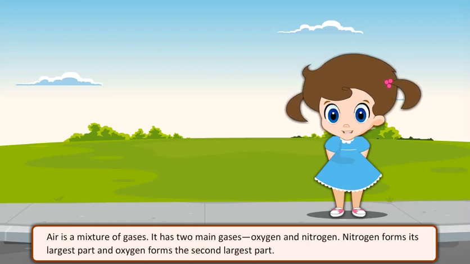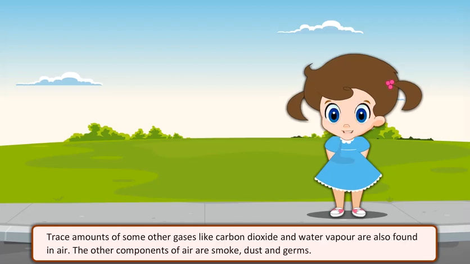Air is a mixture of gases. It has two main gases, oxygen and nitrogen. Nitrogen forms its largest part and oxygen forms the second largest part. Trace amounts of some other gases like carbon dioxide and water vapor are also found in air. The other components of air are smoke, dust, and germs.